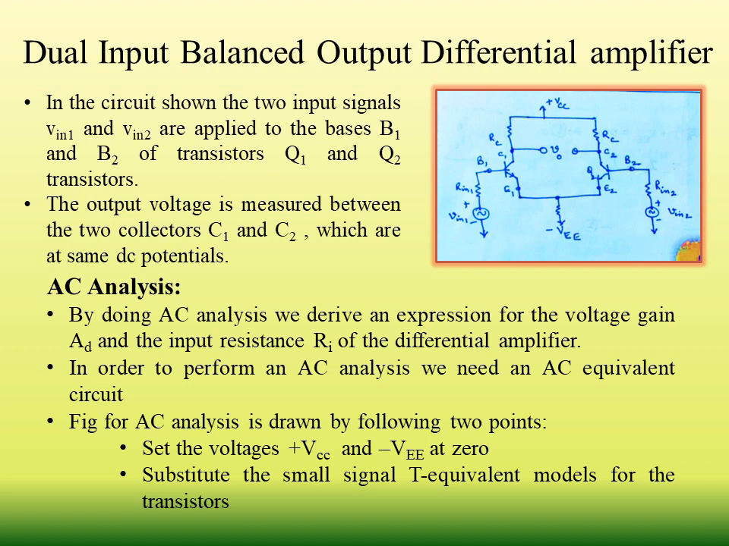What will we have to do in order to carry out AC analysis? In order to perform an AC analysis we need an AC equivalent circuit. In the same way, when we had carried out DC analysis we had made a DC equivalent circuit. Now here we will design the AC equivalent circuit. This can be made by following two points. First, plus VCC and minus VE, that is the two batteries, are set to zero. Second, the transistors are replaced by their small signal T equivalent models. Following these two points the AC circuit is as shown.